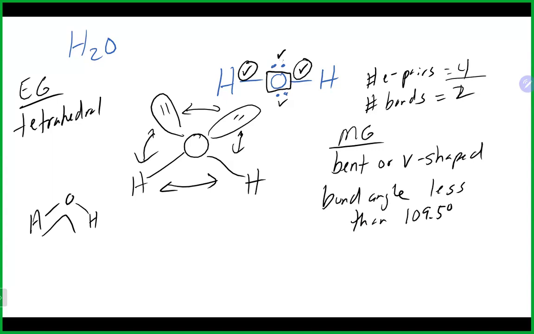This is why we are going to use angular for the SO2 example there, because the bond angle is closer to 120 degrees, versus this bent or V-shaped one, which is closer to 109. So this is why in this class we will pretty much use angular for this.